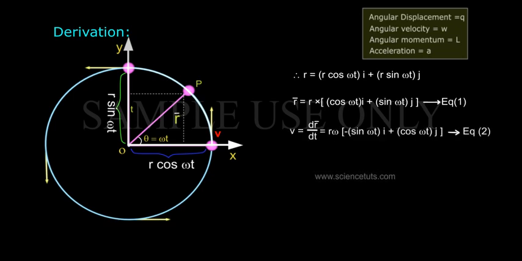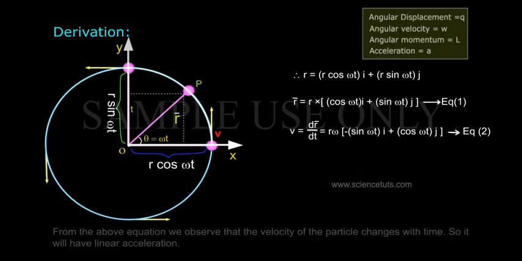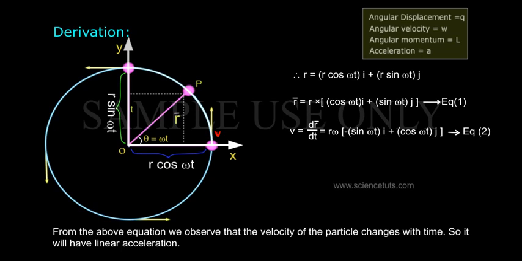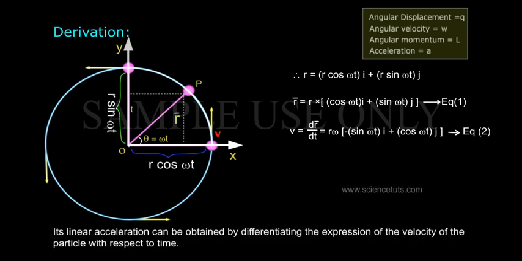To get the linear velocity of the particle, the above expression is to be differentiated with respect to time. v is equal to dr bar by dt, that is equal to r omega into (minus sin omega t i plus cos omega t j). Equation 2. From the above equation, we observe that the velocity of the particle changes with time, so it will have linear acceleration.